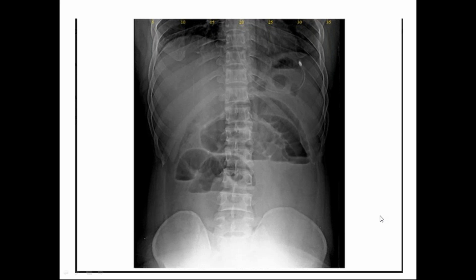Coming to another common presentation we see in our emergency, the intestinal obstruction, presenting with abdominal pain, inability to pass flatus, and constipation. Usually we take an erect abdomen radiograph. In case of an intestinal obstruction, we see multiple dilated bowel loops with air fluid levels. When you see such dilated bowel loops with multiple air fluid levels, you can suspect and also confirm intestinal obstruction.